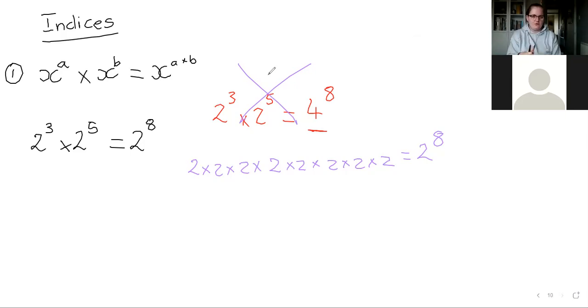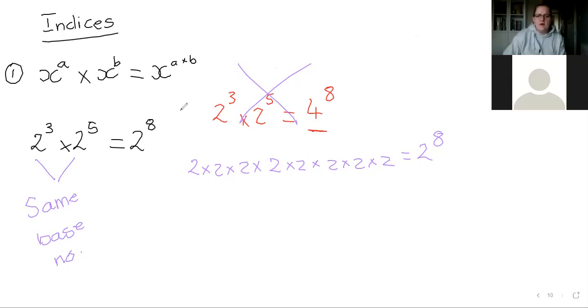So that is our first rule for our indices. Yes, we can add those indices together, only if our base numbers are the same. Also, we don't multiply those base numbers together.